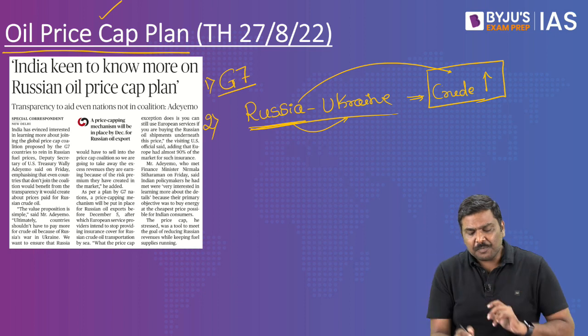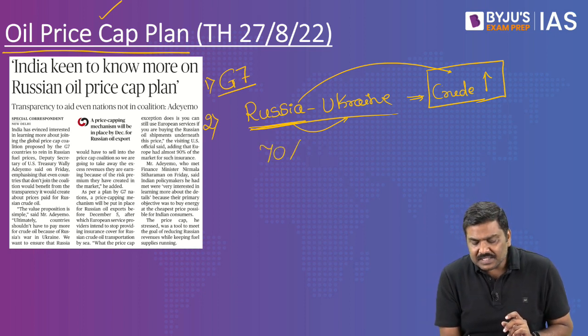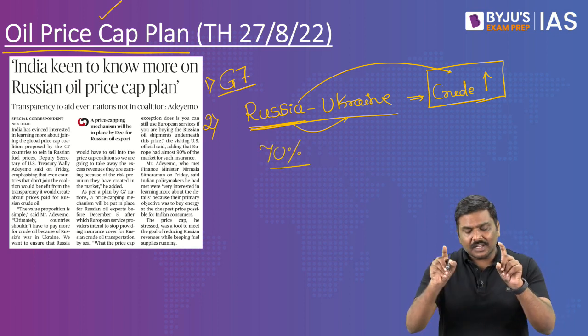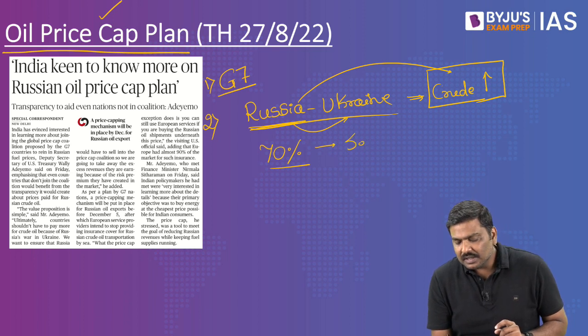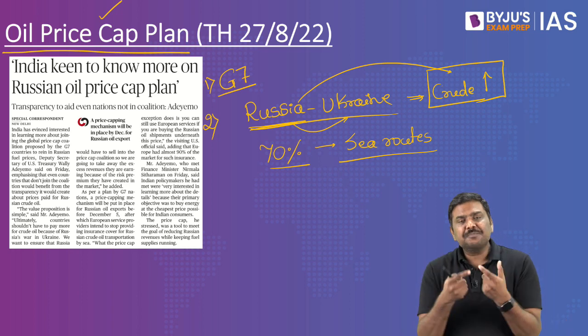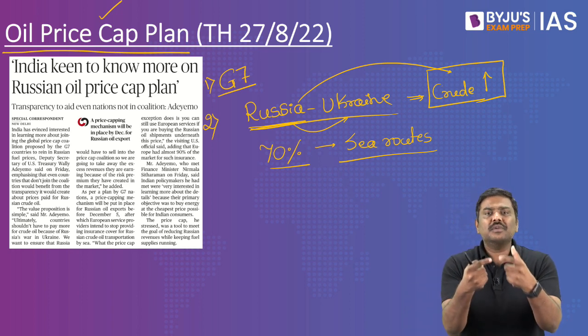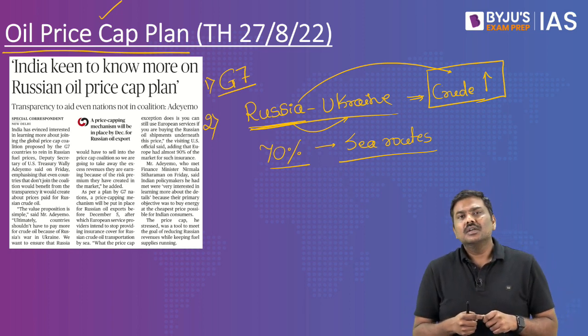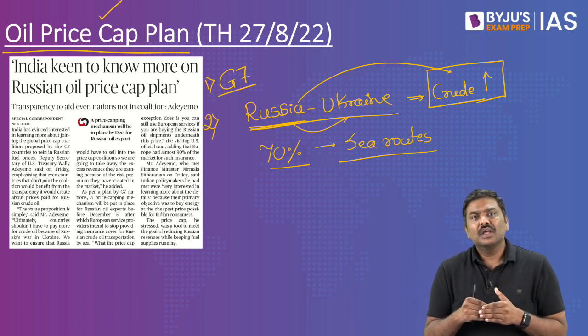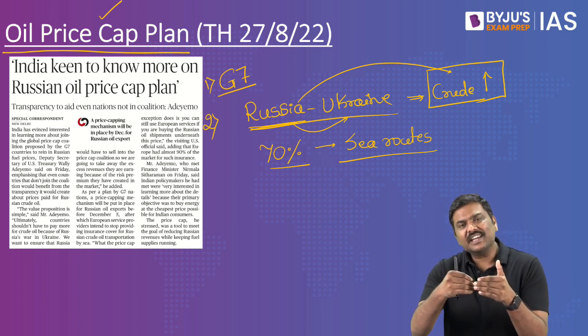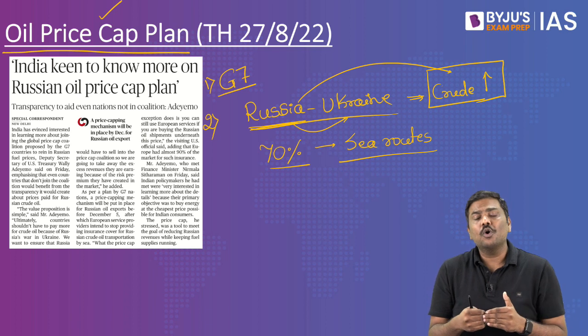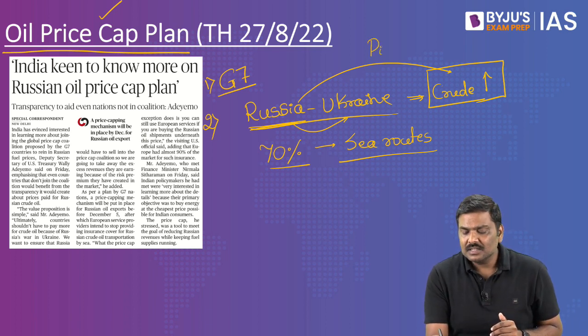And whatever they export, around 70% of these particular exports are done through sea routes. That is, vessels or ships are used to transport this crude oil from Russia to the rest of the world. Sir, what about the remaining crude oil then? These are sent to China and other parts of Europe through pipelines. This is the second point.